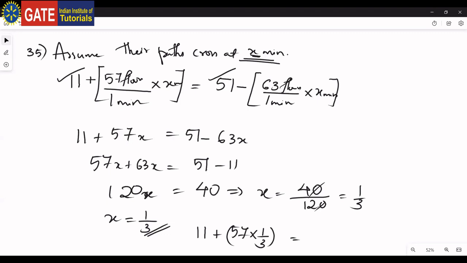So this becomes what? 57 divided by 3. It becomes 19, right? 19, it should. Isn't it? Yes. So it should be 11 plus 19. And what is 11 plus 19? It should be the 30th floor at which they should meet. Okay. So their paths will cross at the 30th floor.